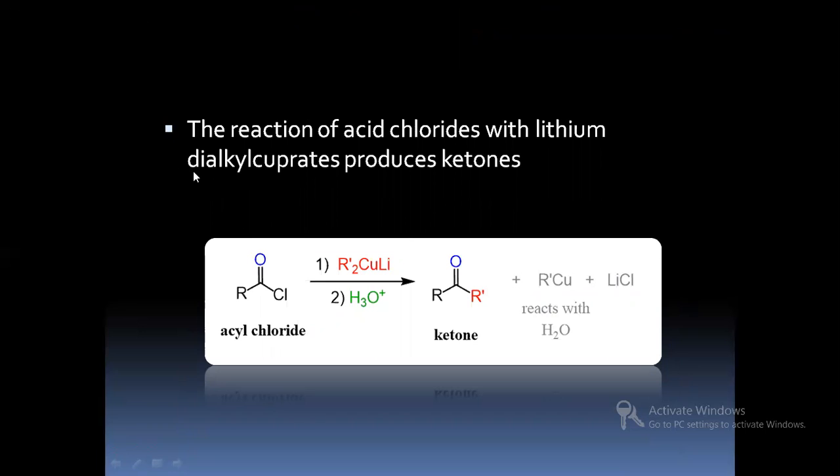Next, we have the reaction of acid chlorides with dialkyl cuprates. The reaction of acid chlorides with lithium dialkyl cuprate produces ketones. So this R'2CuLi is nothing but your lithium dialkyl cuprate. This R' can be any alkyl group. So acid chloride in the presence of lithium dialkyl cuprate and hydronium ion. In the sense, this reaction is taking place in the presence of an acid and water, which in turn releases the hydronium ion. So I can consider this reaction to be an acidic one.